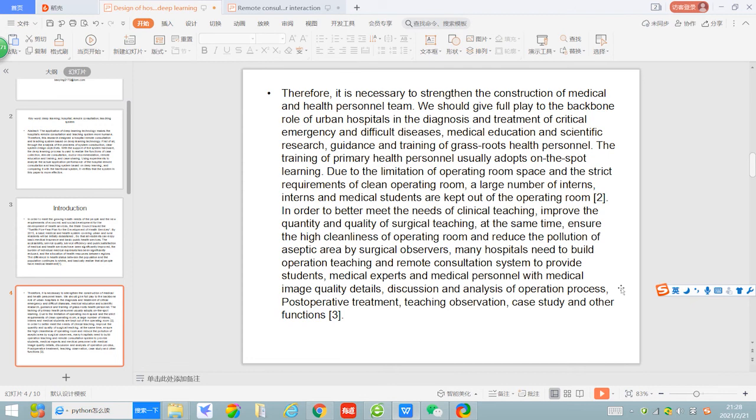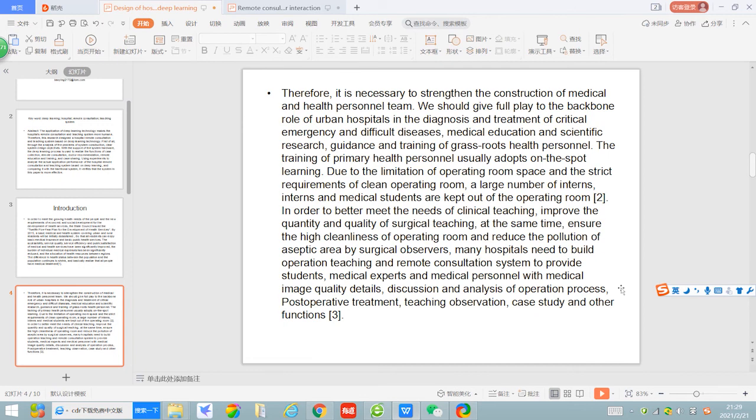We should give full play to the backbone role of urban hospitals in the diagnosis and treatment of critical, emergency and difficult diseases, medical education and scientific research, guidance and training of grassroots health personnel. The training of primary health personnel usually adopts on the spot learning.